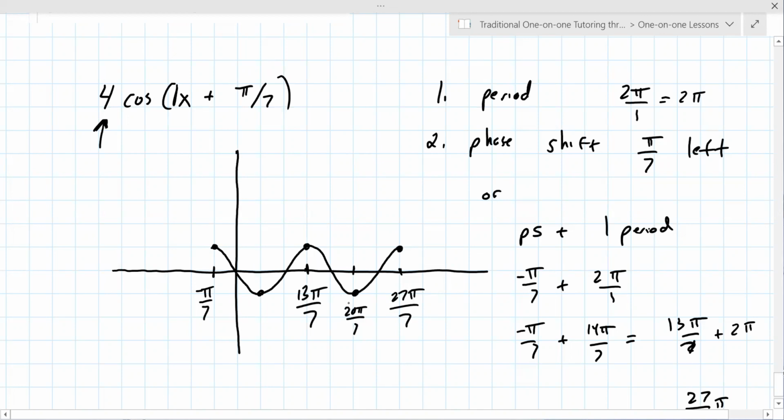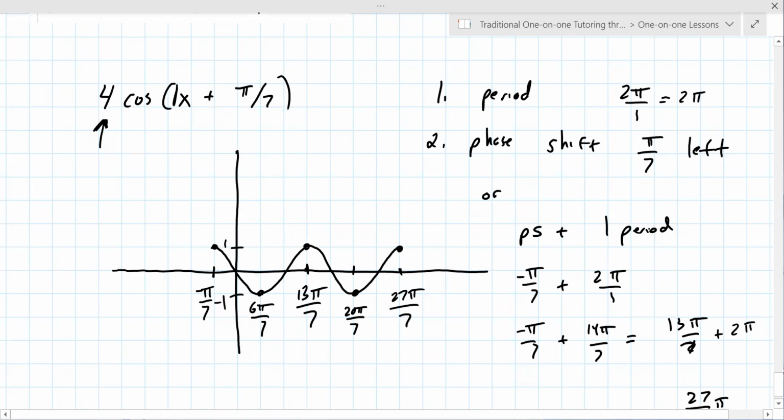Do you see the jump? You're going up 7 pi each time. So this is 6 pi over 7, then 6 to 13, 13 to 20, 20 to 27. That's kind of a faster way to do it. And then the y value is just 1 and -1 for right now.